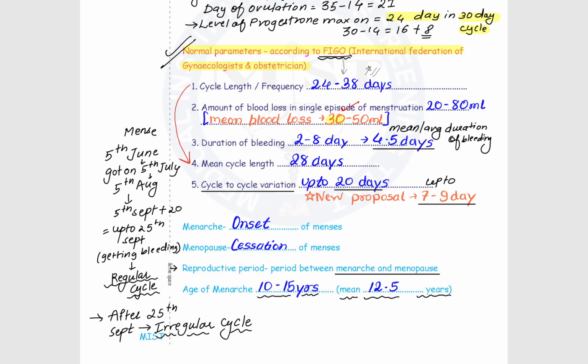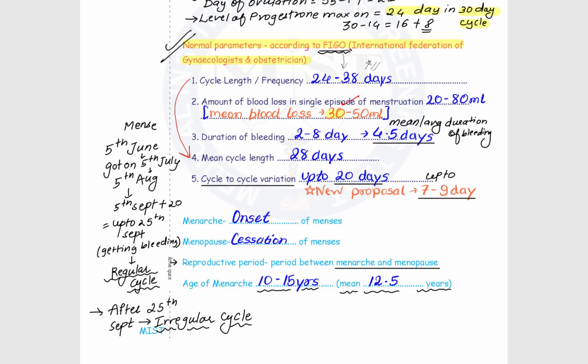Now cycle to cycle variation can be up to 20 days. But the new proposal of the cycle to cycle variation is only 7 to 9 days. So what do we mean by cycle to cycle variation? For example, you get your menses on 5th June. Then you got it on 5th July, then on 5th August, then you get it on 5th September plus 20. Okay, so up to 25th September bleeding is okay, fine, it's a regular cycle. But if it happens after 25th, like the cycle to cycle variation is more than 20 days, then it is an irregular cycle. But the new proposal is only 7 to 9 days.